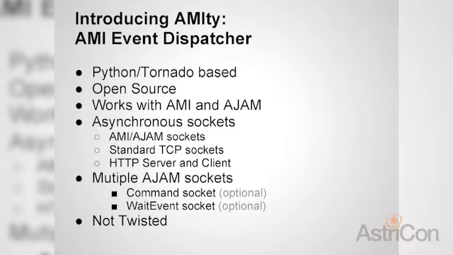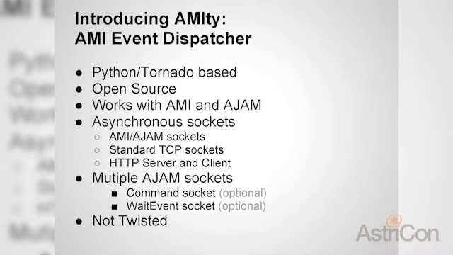So, quick introduction to Amity. It's an AMI event dispatcher. It's Python and Tornado based. I've already mentioned that before a few times. I love it. It's open source. It works with both AMI and AJAM sockets. And through Tornado, it supports a mixture of asynchronous sockets. So we're talking AMI, AJAM, standard TCP sockets, as well as HTTP server and client, all working in the same program, all very happy together.